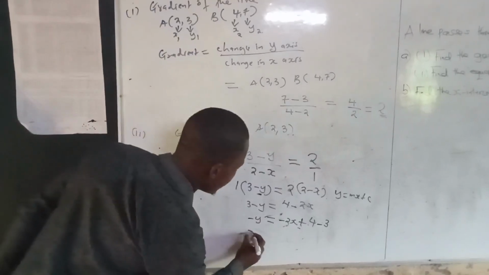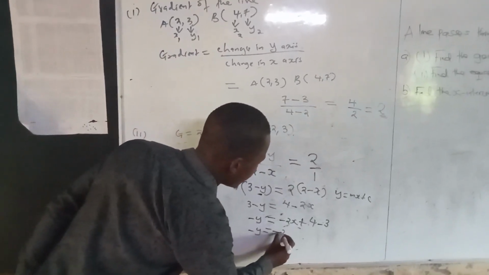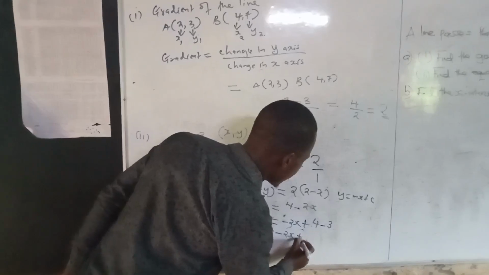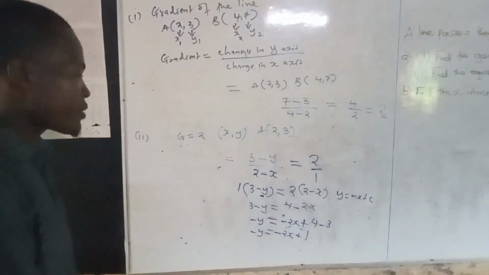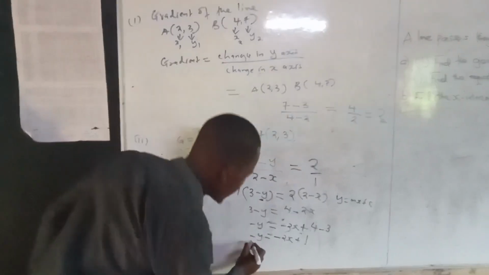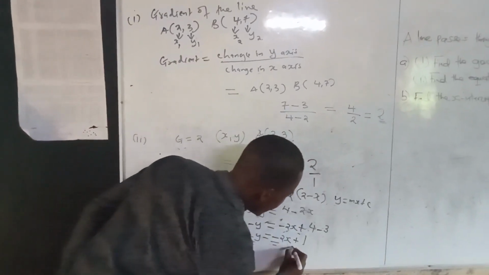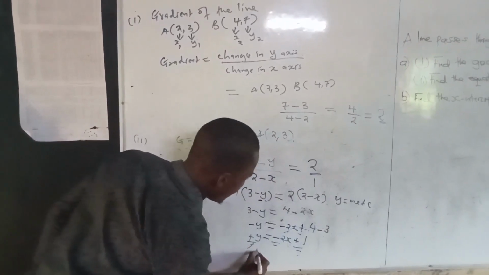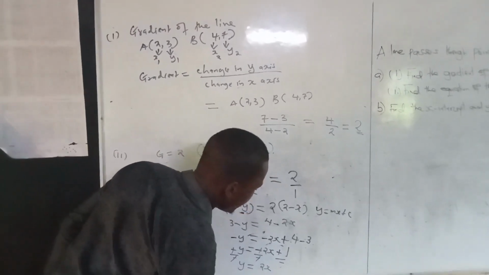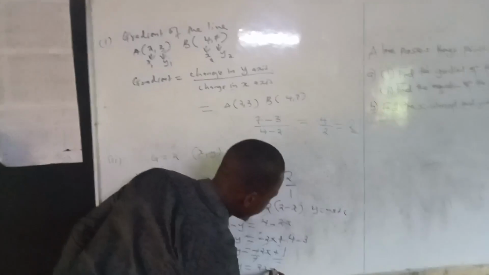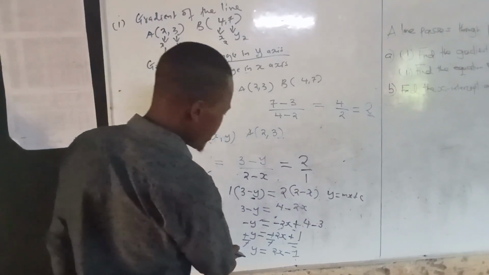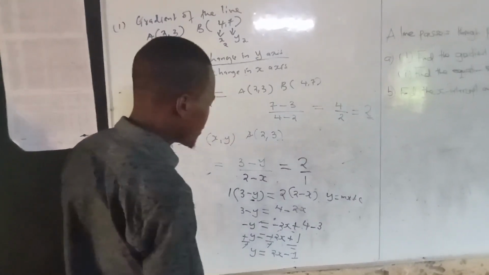So here we'll have negative y is equal to negative 2x, 4 minus 3 is positive 1, I mean. And it is just prudent enough that you don't leave the y with a negative sign. So let's divide across using the negative. Everything by the negative. So here we have y is equal to, this will cancel that, 2x. And then a negative and a positive will bring a negative here, 1. So our equation finally will be y is equal to 2x minus 1.